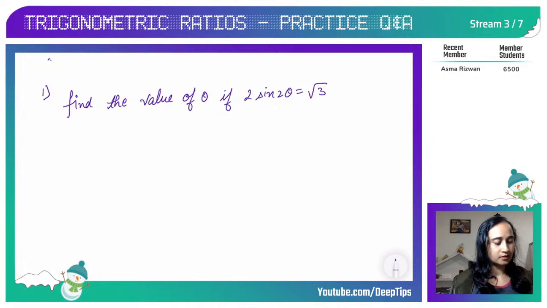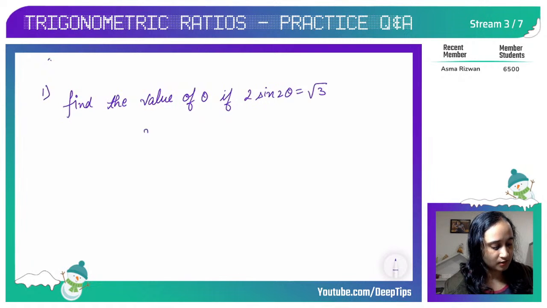So children, here we have one expression given as 2 sine 2 theta is equal to root 3, and we have to find the value of theta. This is a 1 mark question for the CBSE exam. Sometimes it comes in 2 marks also, but now the pattern has changed. CBSE has 1 markers also. So this is a simple question which can come for 1 mark.